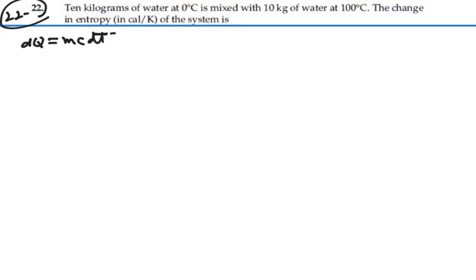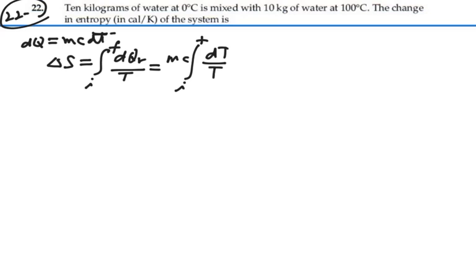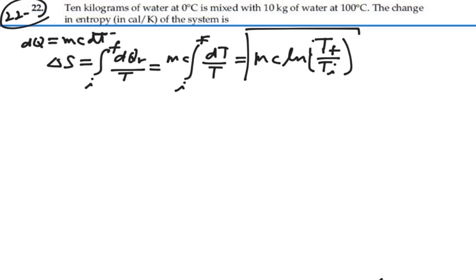If we were to integrate this, we would get our change in entropy is equal to the integral from initial to final of dQ over a reversible process over T. So this is equal to MC times the integral from initial to final of dT over T, which will be MC natural log of T from initial to final, which would be natural log of T final over T initial. So that is what we're going to be looking for.